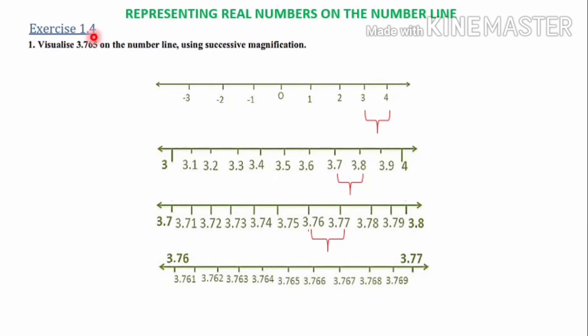Now we have to check whether our given number is there or not. 3.765 has 3 digits after the decimal. Of course here after the decimal 3 digits are there. We have to check where is the position of our given number 3.765. So here 3.765 is located. So this is the position of 3.765. So hope it is clear. In successive magnification we used 4 steps to represent 3.765.